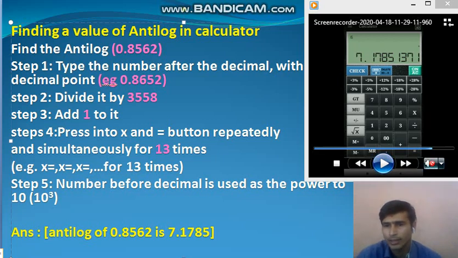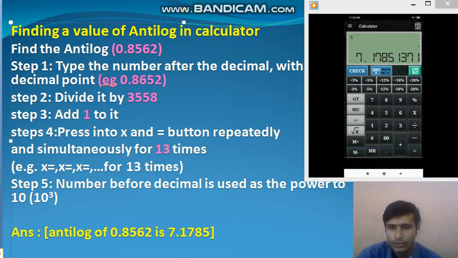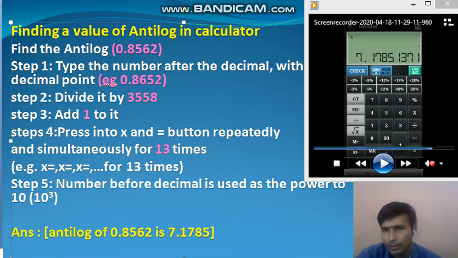So we get our answer 7.1785 as our final answer. Here there is no need to write a power of 10, right? Because the whole number part is 0, so no need to write anything. The antilog of 0.8562 is 7.1785, right?